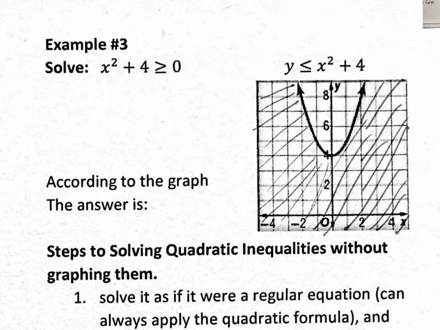All real numbers is correct. Now, some people would say no solution, because we're so used to thinking, oh, the parabola's up here, it doesn't cross the x-axis, no solution. But we're talking about inequalities here. The areas are your answers. So you're talking about all of this being shaded.